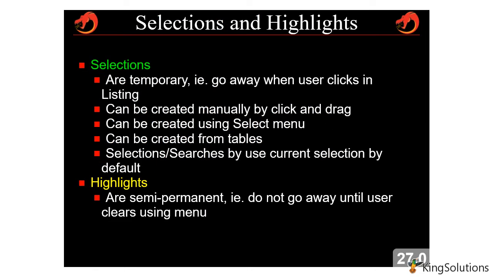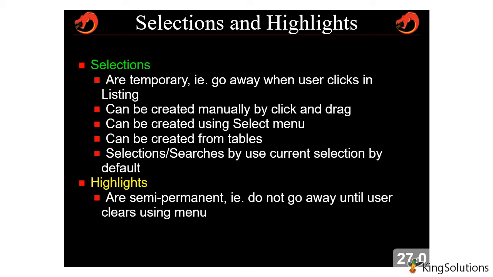Selections and highlights. Selections are temporary, in other words, they go away when a user clicks in a listing. They show up in green in the tool. They can be created manually by click and drag, and by using the select menu. They can also be created from tables by selecting rows and doing right-click make selection. Selections and searches use the current selection by default.